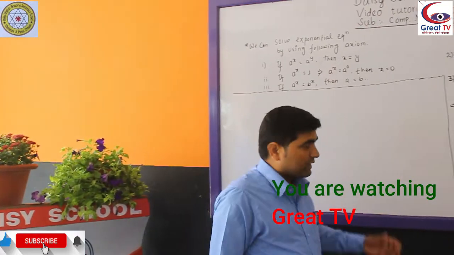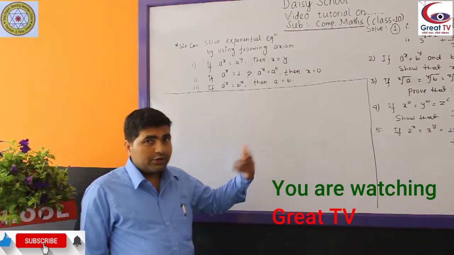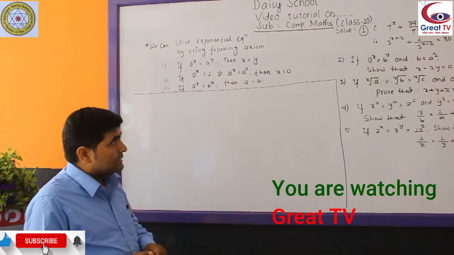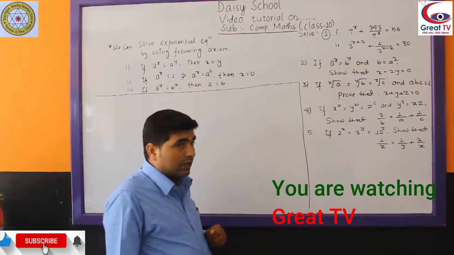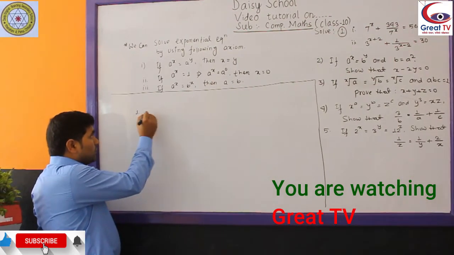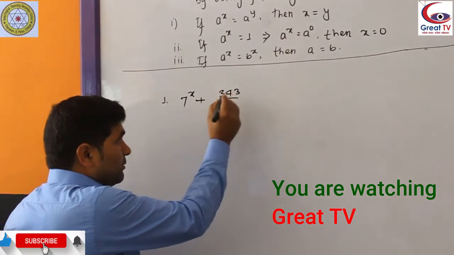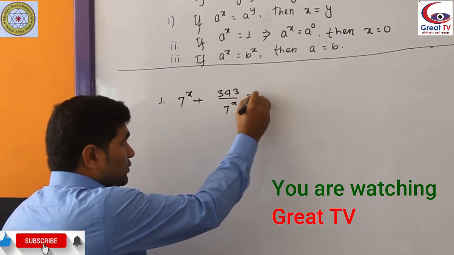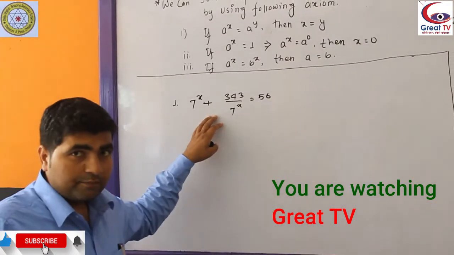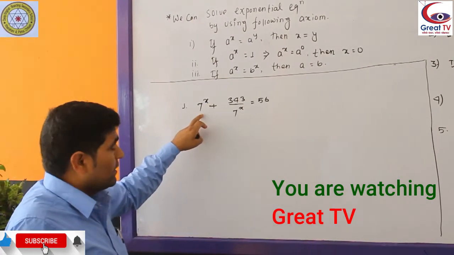Before entering this topic, I want to discuss the basic concept that we already discussed in the previous class. Let's start the numericals. At first, 7 power x plus 343 divided by 7 power x equal to 56. How can we solve this exponential equation? Here x is an unknown variable, the exponent of base 7.